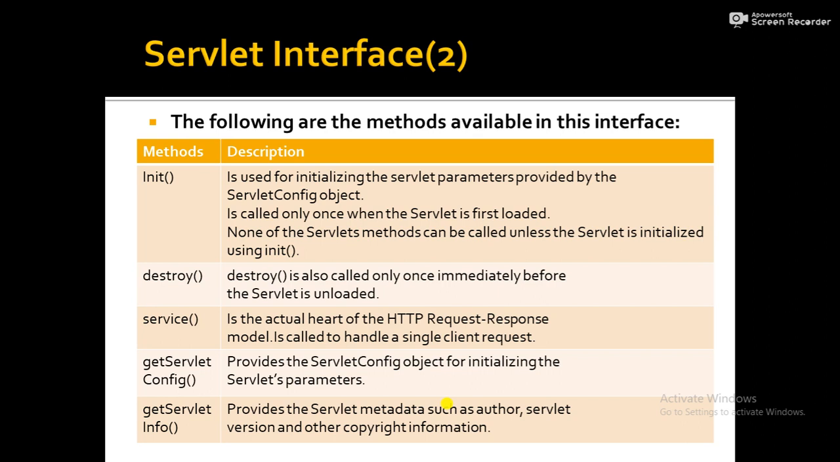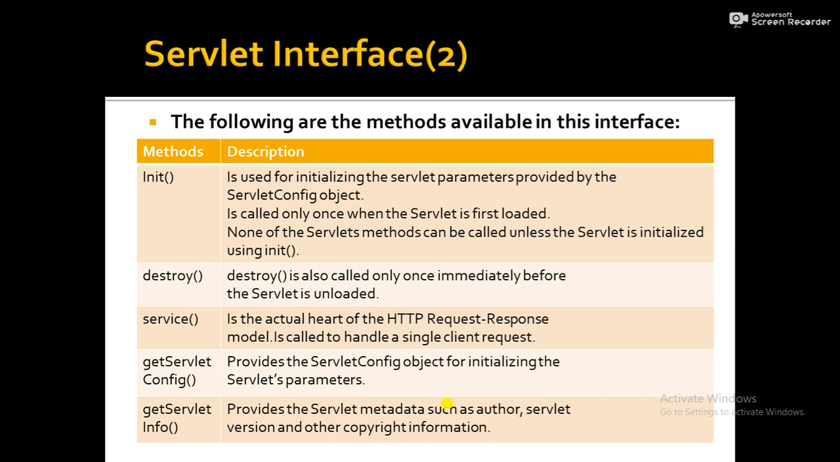So here the service method is used. The servlet receives request information through the servlet request object and sends back the data to the client through the servlet response object. For that purpose, the service method is used. Next point is getServletConfig. It provides a config object for initializing the servlet parameters. Config means configurations, so to start a particular servlet, it provides some configuration objects to initialize the servlet.